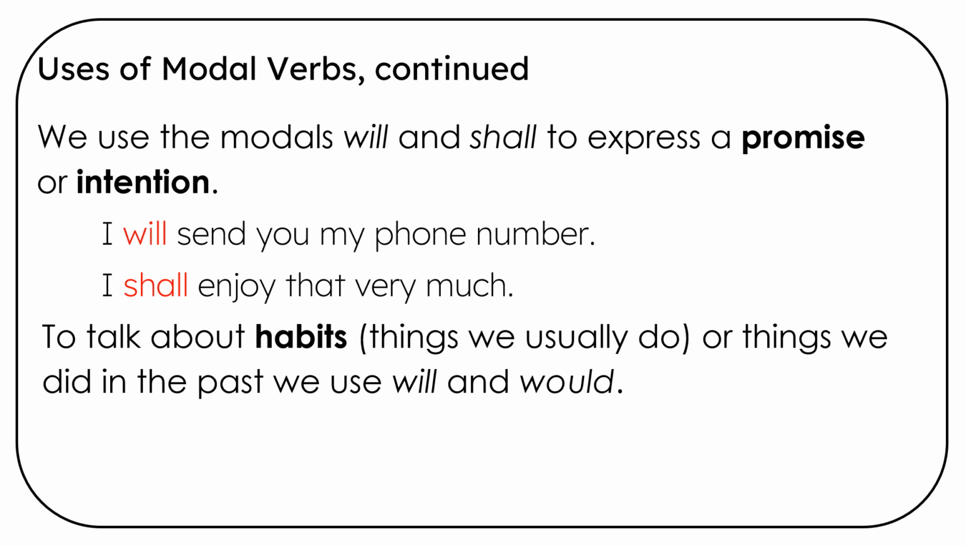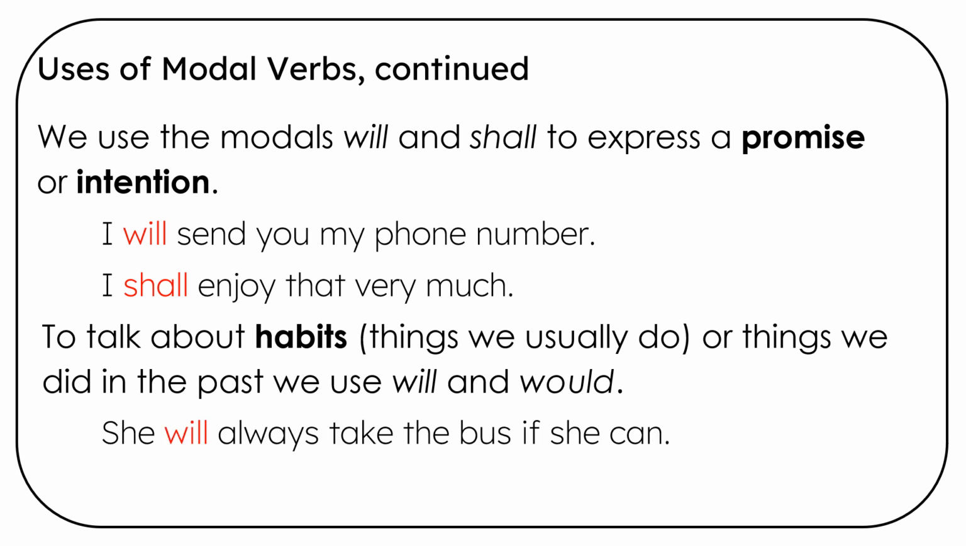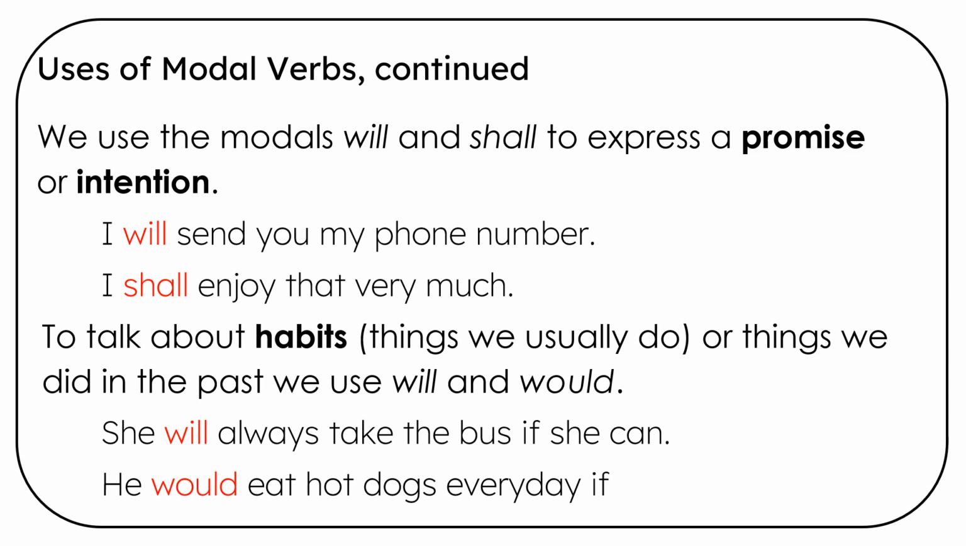To talk about habits, things we usually do, or things we did in the past, we use will and would. She will always take the bus if she can. He would eat hot dogs every day if he could.